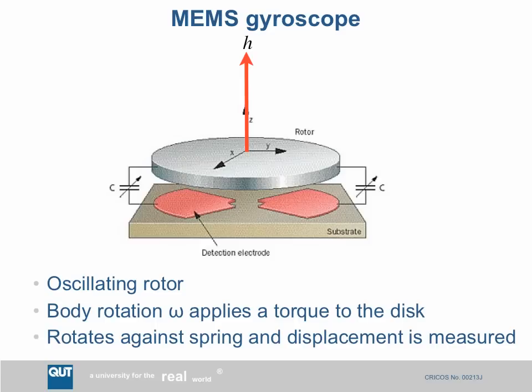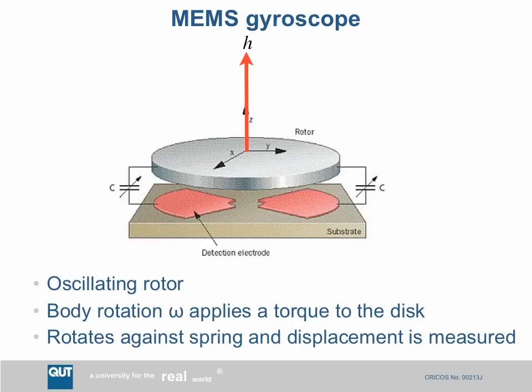So here's an example of a MEMS gyro. This particular one's made by Bosch, and it contains a rotor that oscillates. It doesn't rotate continuously like a motor, it rotates backwards and forwards. So it has an angular momentum H, just like the bicycle wheel did.